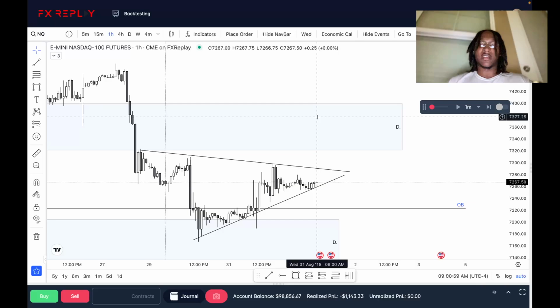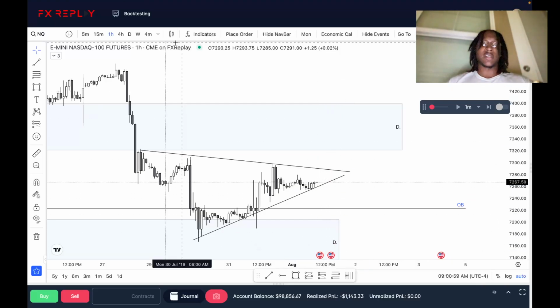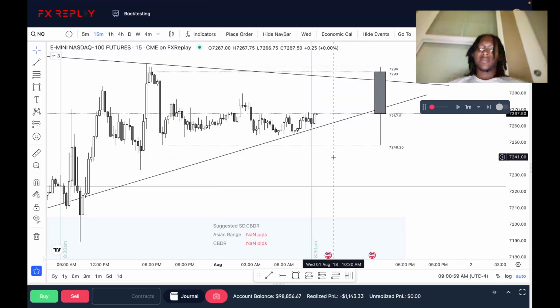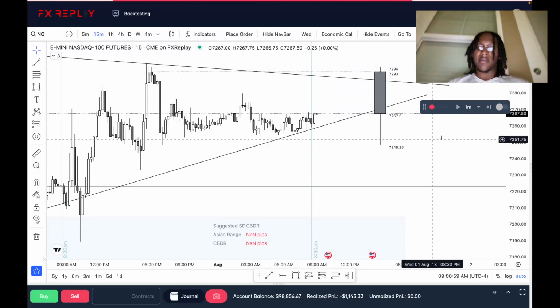So one side is going to be raided, and one side is going to be raided on the other side. So we'll see what happens. Now we have news at 10.